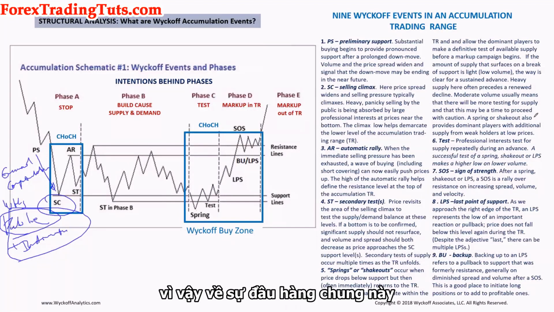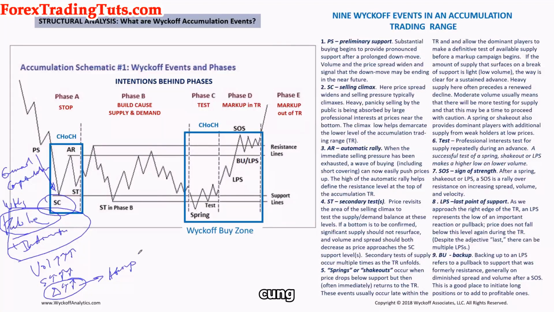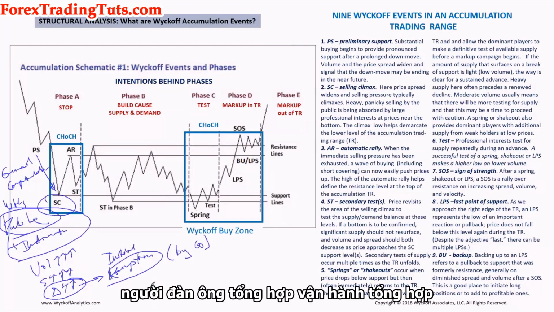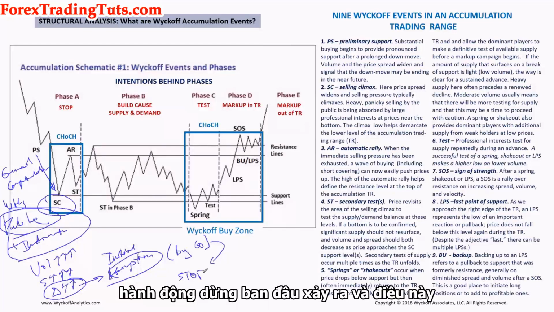So on this general capitulation, the volume signature is going to increase dramatically. Supply is going to increase dramatically. Demand is going to increase as well, and that increase in demand is what's going to start absorbing the supply. This is initial absorption. And who's absorbing? CO, the composite operator, composite man. And then as this absorption happens, initial stopping action happens.